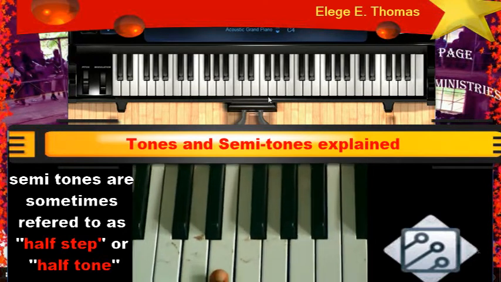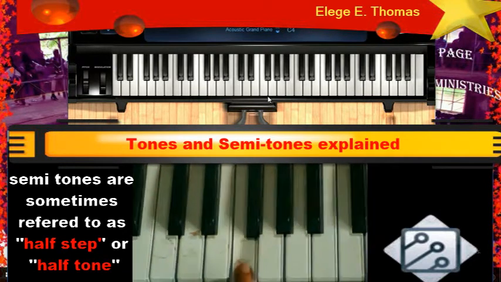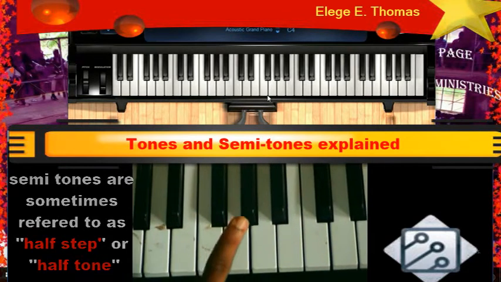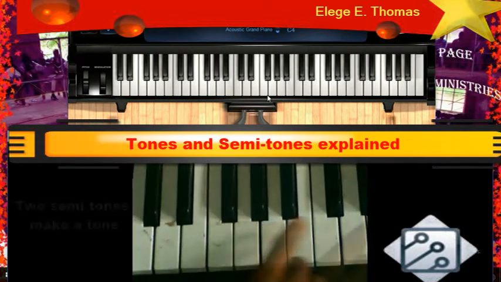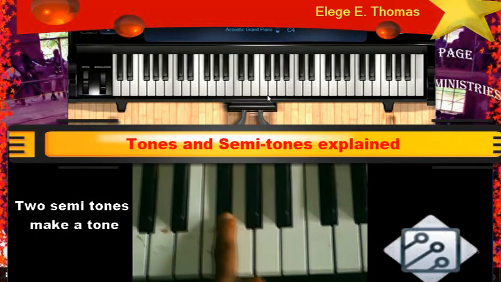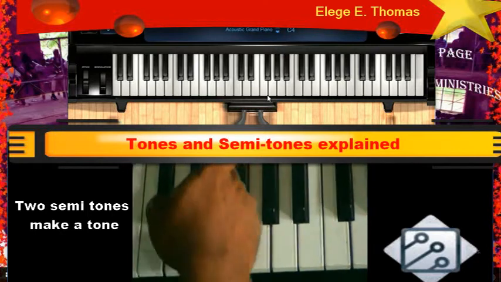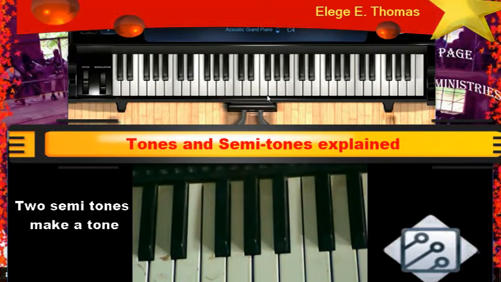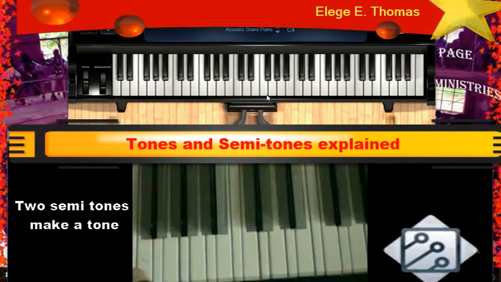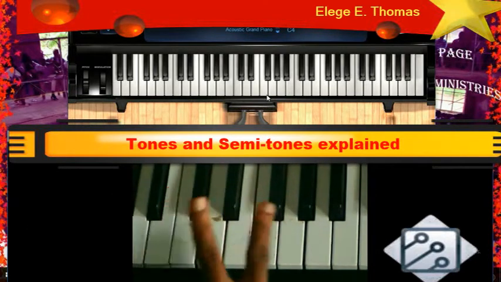The distance between this key and the next key, there is an imaginary distance known as the semitone. Just all over the distance between this and the next key to it, this distance here is a semitone. Now, to make a full tone, you need to add another semitone to it. That is, two semitones make a tone.